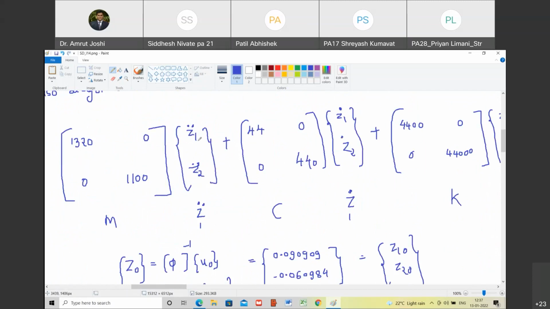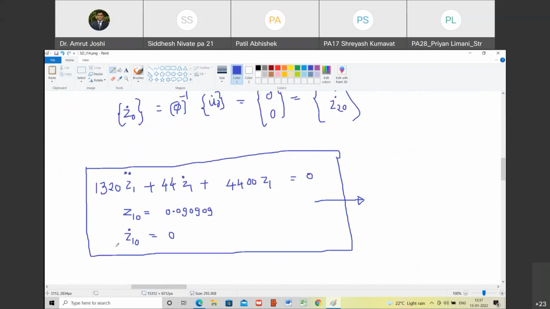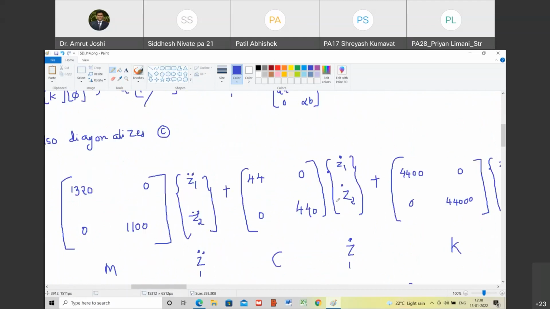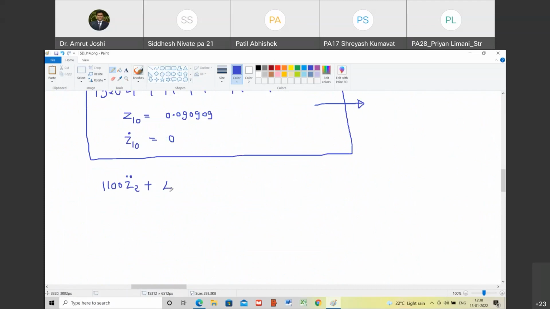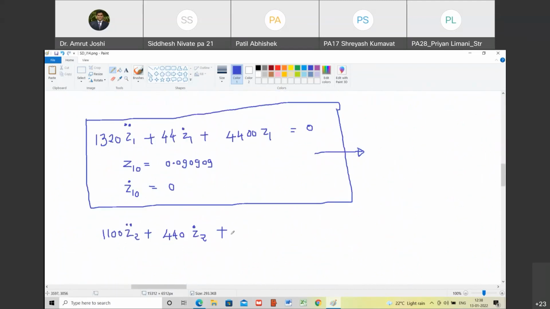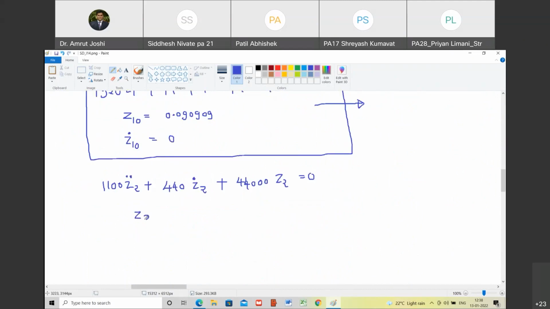So next equation is 1100 Z2 double dot plus 440 Z2 dot. Do you agree with me? Yes, sir. Plus 44000 Z2. This must be equal to 0 subject to boundary conditions.